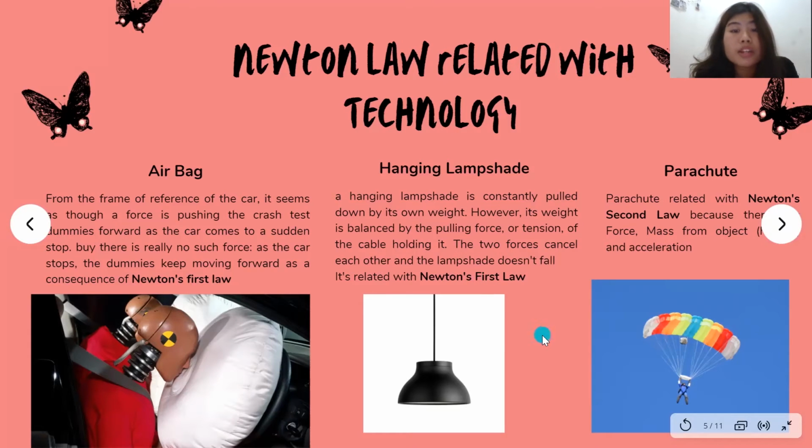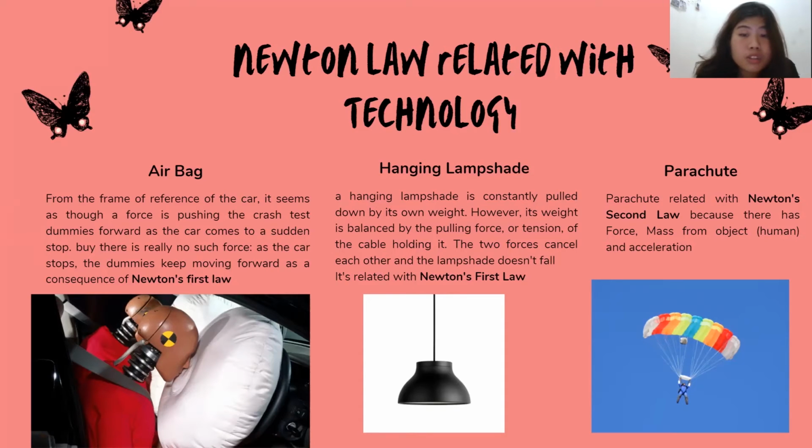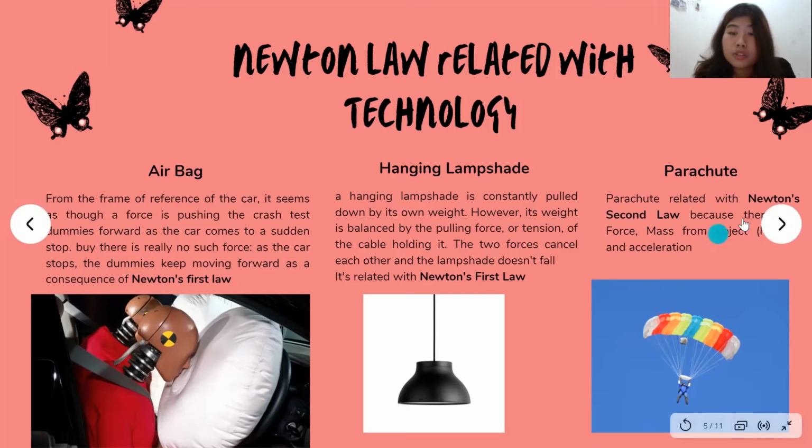Hanging lampshade. A hanging lampshade is constantly pulled down by its own weight. However, its weight is balanced by the pulling force or tension of the cable holding it. The two forces cancel each other and the lampshade doesn't fall. It is related with Newton's first law too. And parachute. Parachute is related with Newton's second law because we have force and mass, the human, and acceleration, like this.